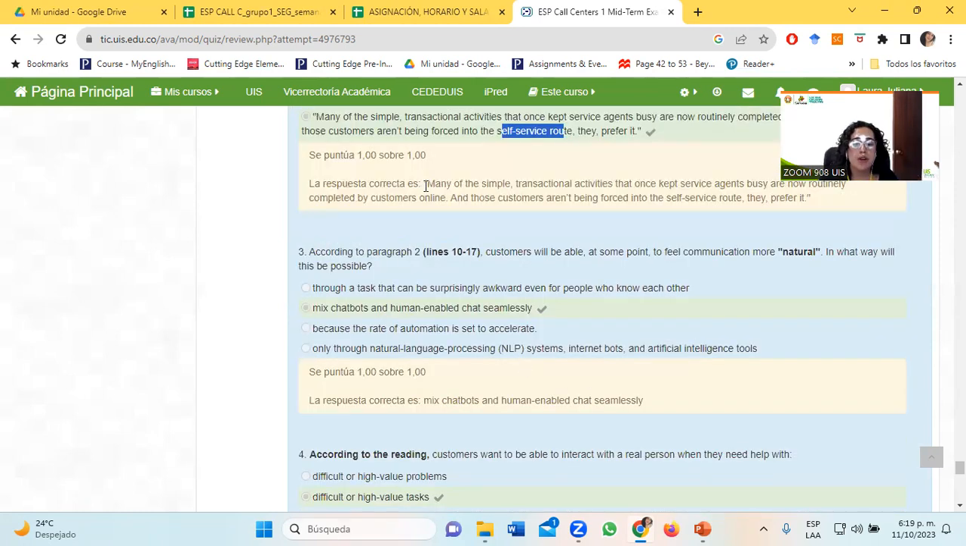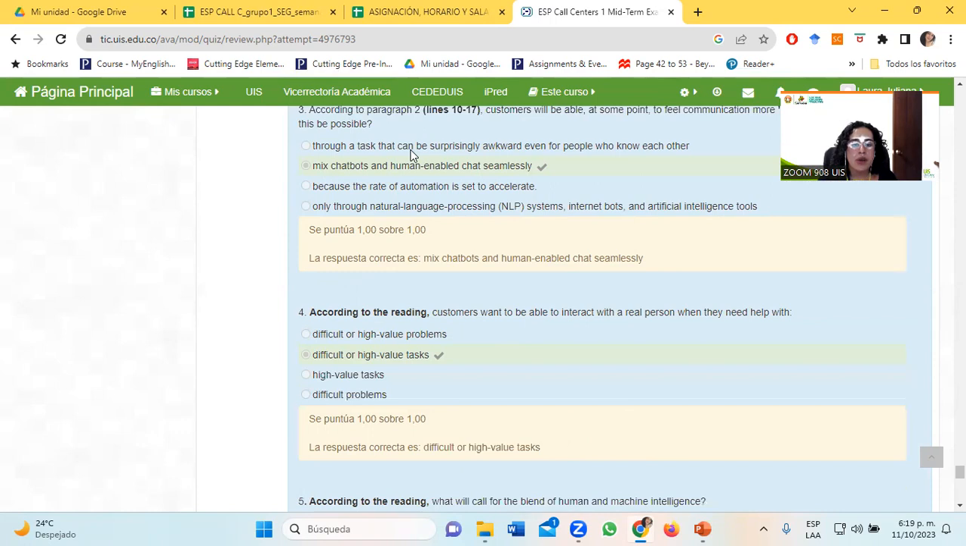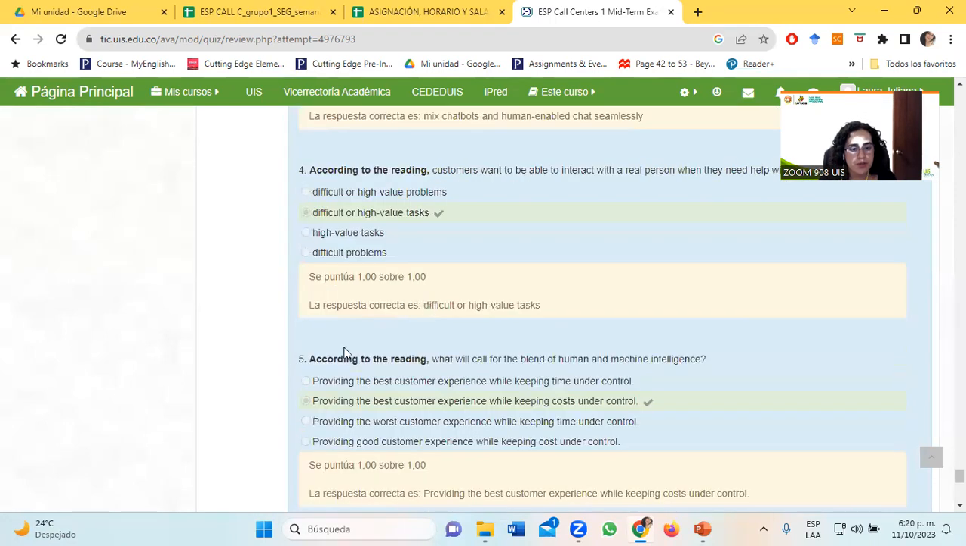Number 3, according to paragraph 2, customers will be able at some point to feel communication more natural. In what way will this be possible? When you mix chatbots and human-enabled chat seamlessly, all right? Number 4, according to the text, customers want to be able to interact with a real person when they need help with what? With difficult or high-value tasks, okay? This is when the customer really appreciates or wants to interact with a real person.